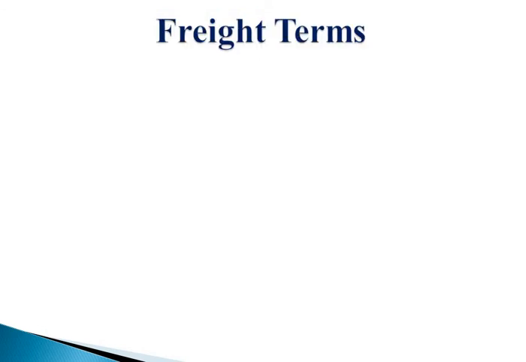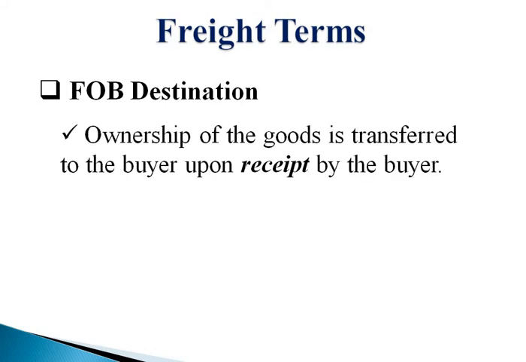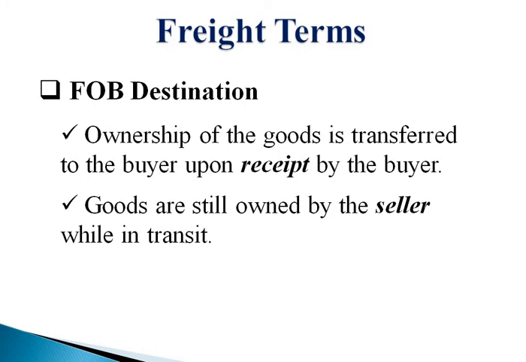Another very important topic to know, first, FOB destination. In FOB destination, ownership of the goods is transferred to the buyer upon receipt of the goods by the buyer. If that is the case, while the goods are in transit on the way to the buyer, who do you think owns the goods or the merchandise inventory? The seller still owns the goods. So that in case the goods are stolen while in transit, the seller suffers the loss.